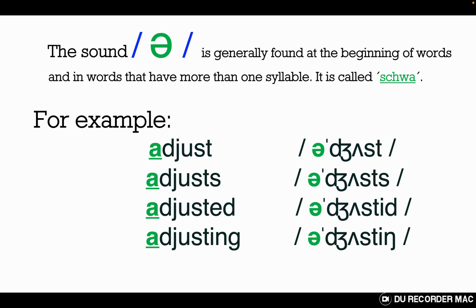It's not adjust. We don't say adjust. We say adjust, adjusts, adjusted, adjusting. Let's pronounce after me. The first one is adjust. The second word, adjusts. The third word, adjusted. The last word, adjusting. Let's continue.